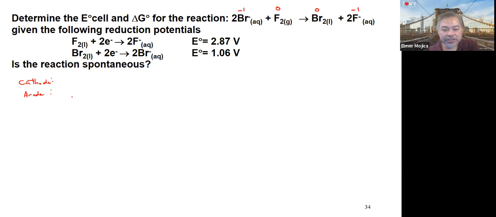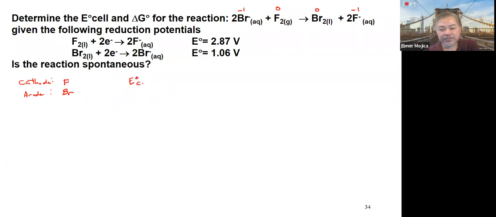So we could say that's the one that undergoes oxidation, or that's the one that happens in the anode. Now on the other hand, for the cathode, it goes from 0 and becomes more negative. So this one is the one that is reduced. So we could say that this is the one that happens in the cathode.